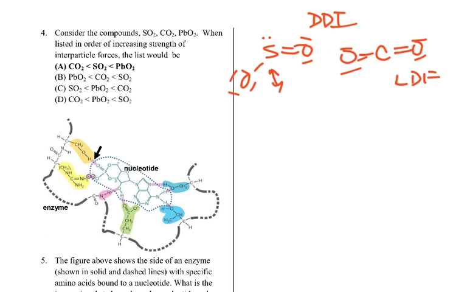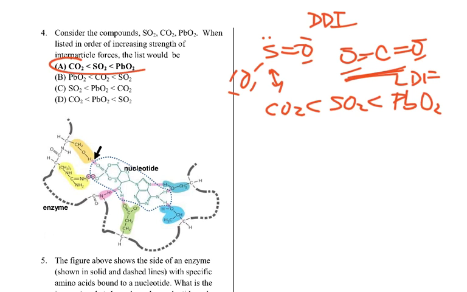So of these, I'd say CO2 is going to be my lowest one. So I'm looking for CO2, and then SO2, and then my ionic PbO2, and that's going to be answer A. So again, it comes down to relating each compound to its intermolecular forces.